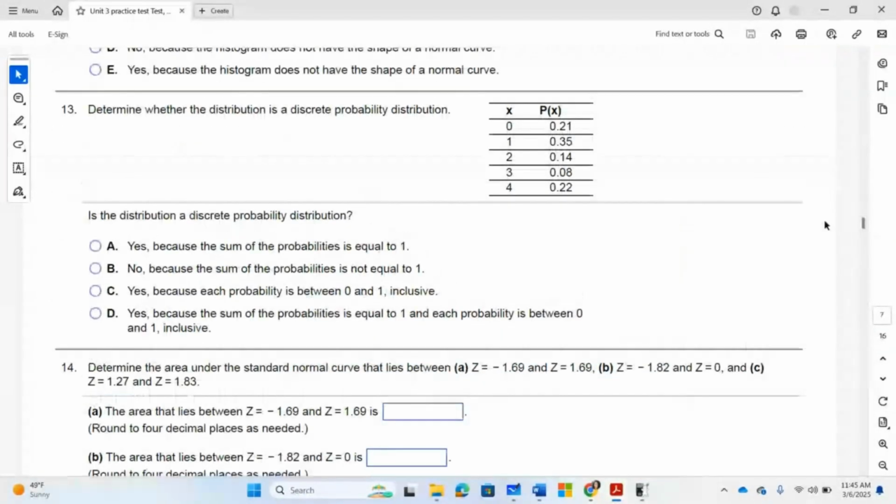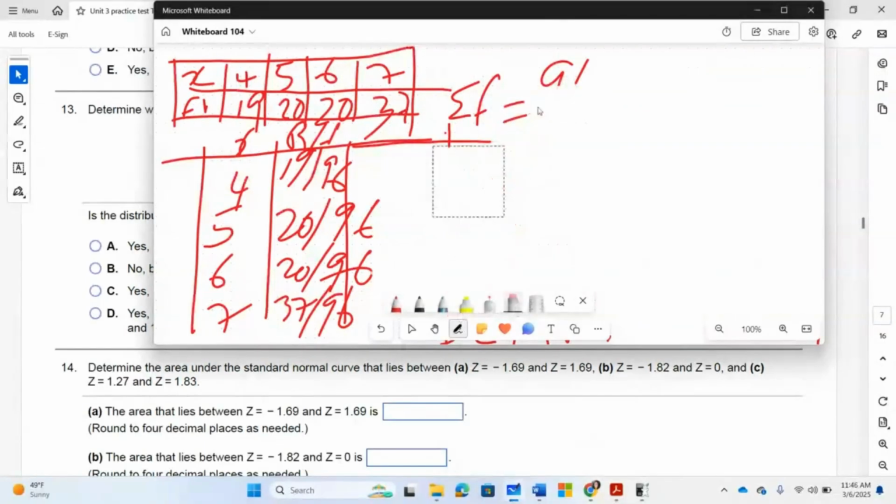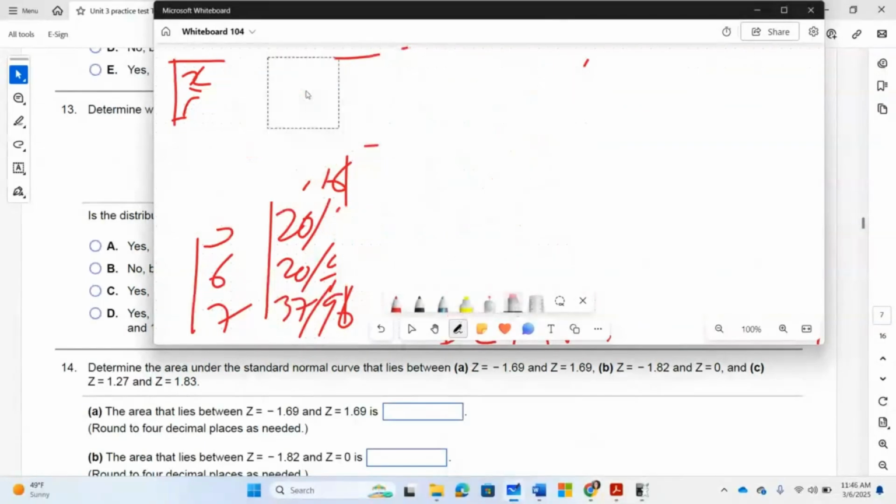This is another question on discrete probability distribution. So determine whether the distribution is discrete. We did it the other day. It says, is the distribution a discrete probability distribution? What this question is actually asking you is, is the sum of all the probabilities equal to 1? We answered this question the other day. We want to answer it again.